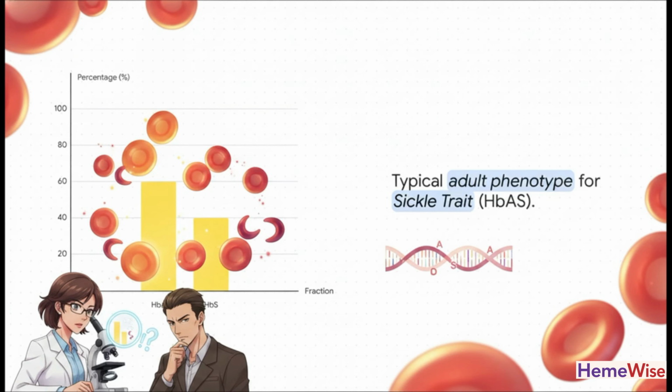This ratio is incredibly important. The normal beta-A chain actually has a physiological production advantage over the mutated beta-S chain. So that means hemoglobin A should always exceed hemoglobin S in a simple trait. If you're ever looking at a lab result and hemoglobin S is higher than hemoglobin A in what's supposed to be a trait patient, your internal detective alarms should be blaring. You need to reconsider that diagnosis right away.